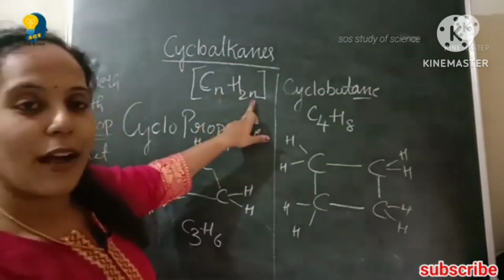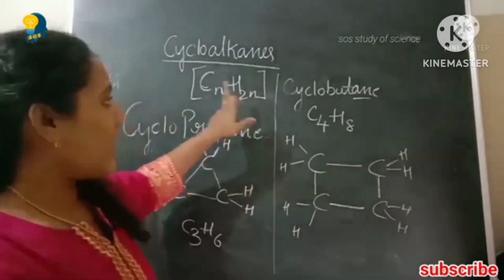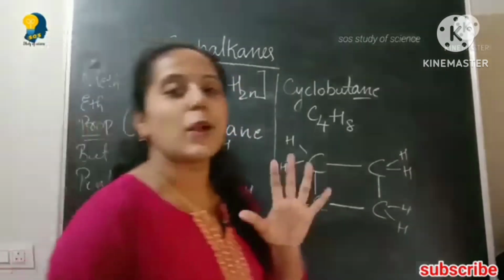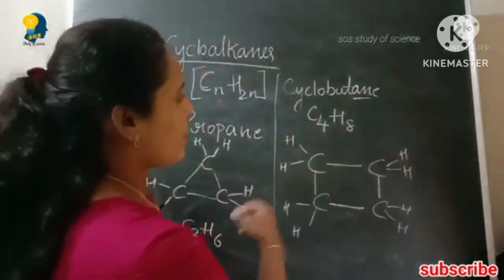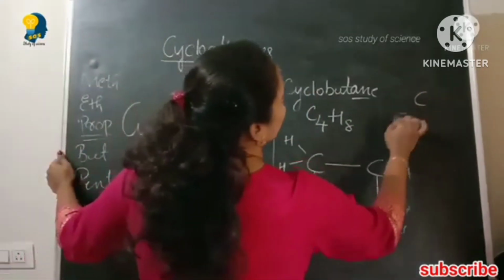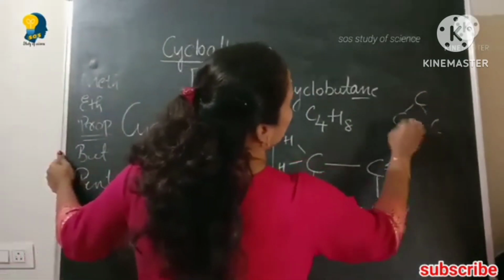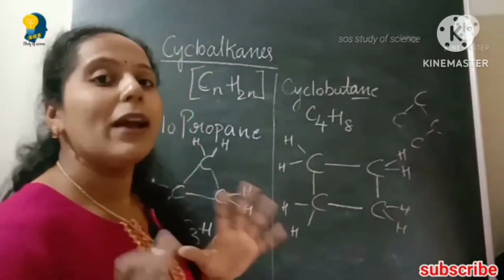C5H10 is cyclopentane. C6H12 is cyclohexane. It should be written in the closed structure. You can write this in another way, guys. You can also arrange the carbons in this way. In this way also you can arrange, but it should be a closed structure.